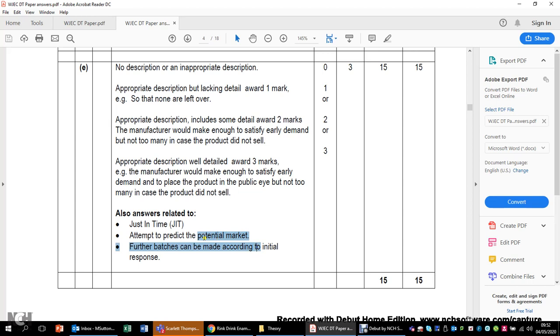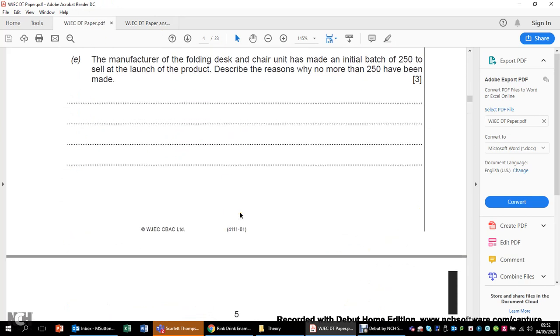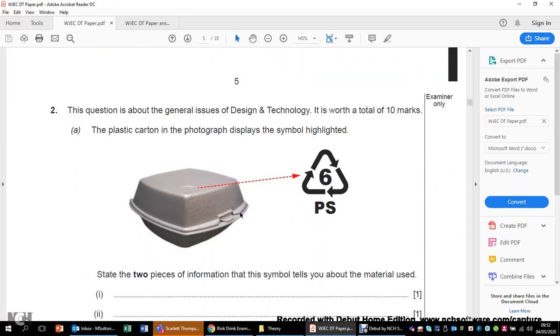Attempt to predict the potential in the market. So you're testing the water. That's another good one. You're just going to see how it goes. You're only going to do 250, maybe get some more testing from your target audience. Further batches can be made according to initial response. So again, that goes back to it. So any of those, try and mark this one. This one's a tough one to do, but you've really got to have 3 individual points within this in order to get the overall.